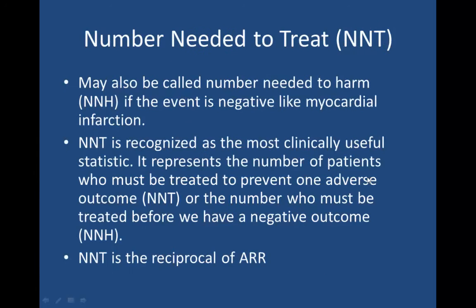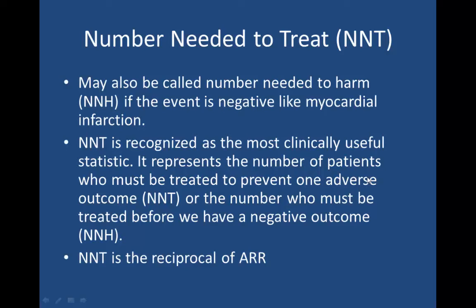Okay. Number needed to treat. To calculate a number needed to treat, I need an ARR. I need an absolute risk reduction because NNT is the reciprocal of absolute risk reduction. What is number needed to treat? It can also be called, if it were a harmful outcome, the number needed to harm. So if the event is negative, like how many people had to have this exposure to have a myocardial infarction or a heart attack compared to those who didn't.